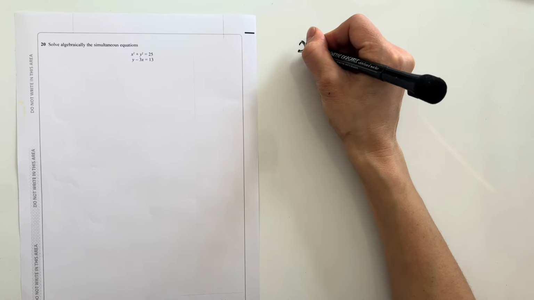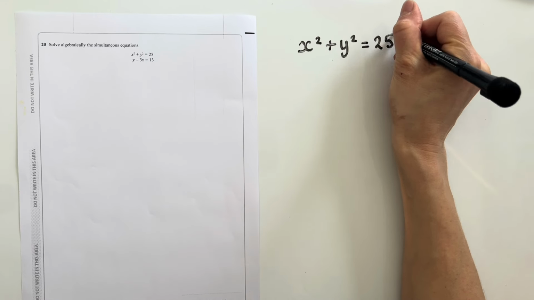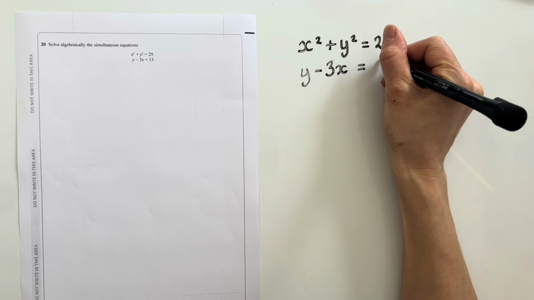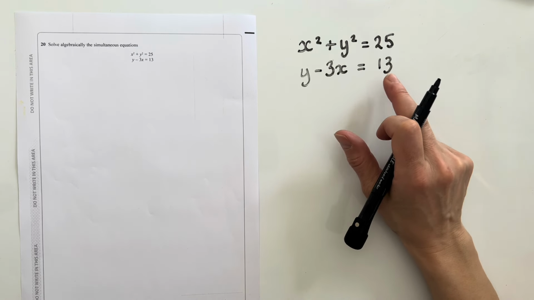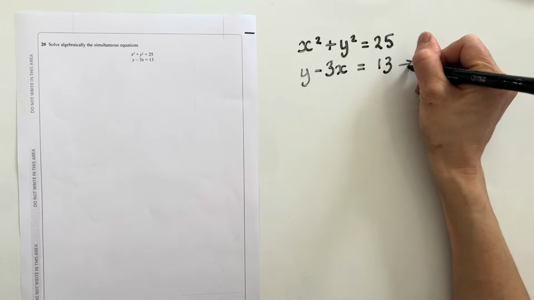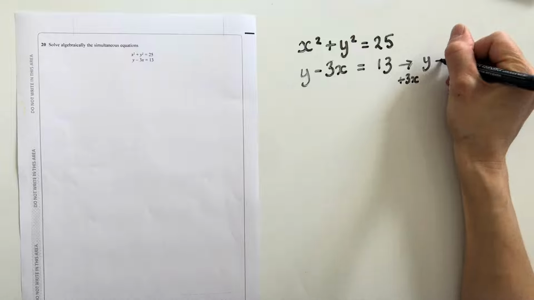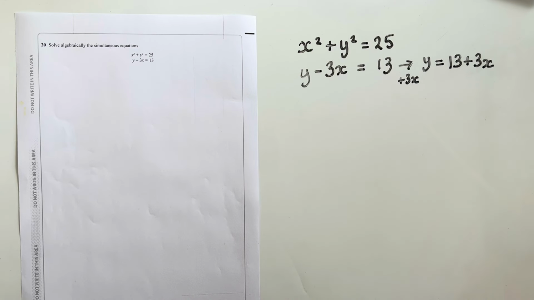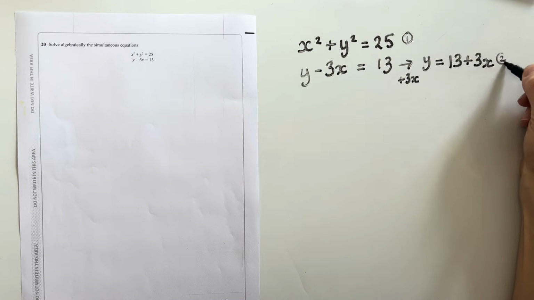Welcome back. So we're given the equations x squared plus y squared equals 25, and y take away 3x is equal to 13. We can rearrange this equation by adding 3x to both sides, which will give us y is equal to 13 plus 3x. I'm going to label these equation 1 and equation 2.